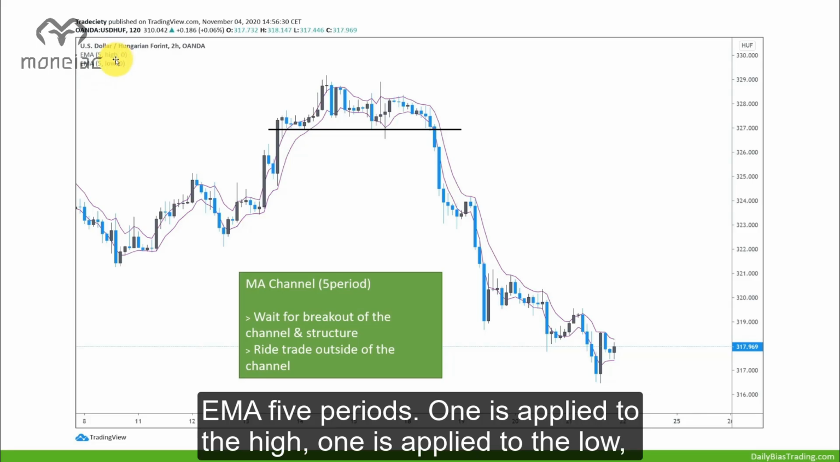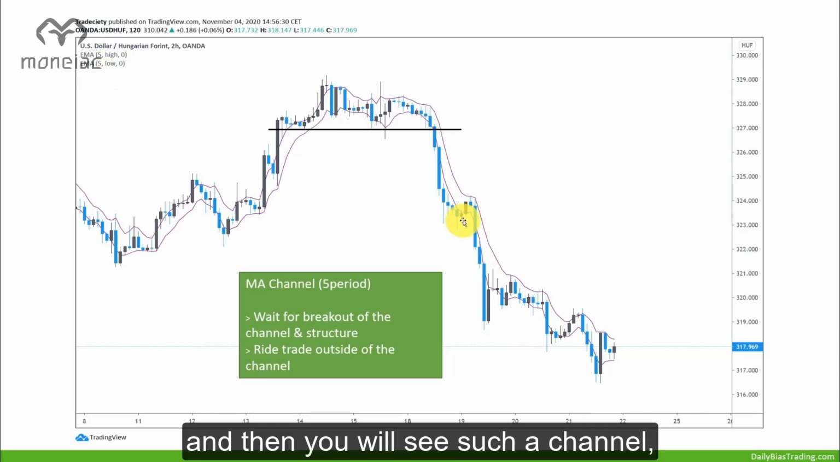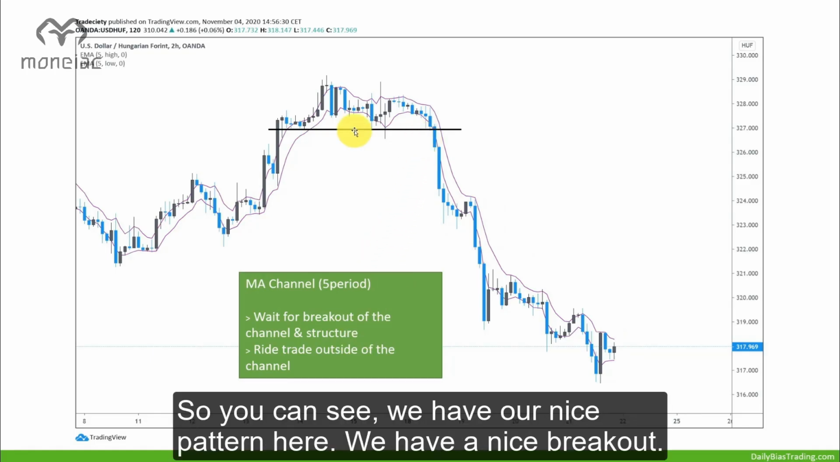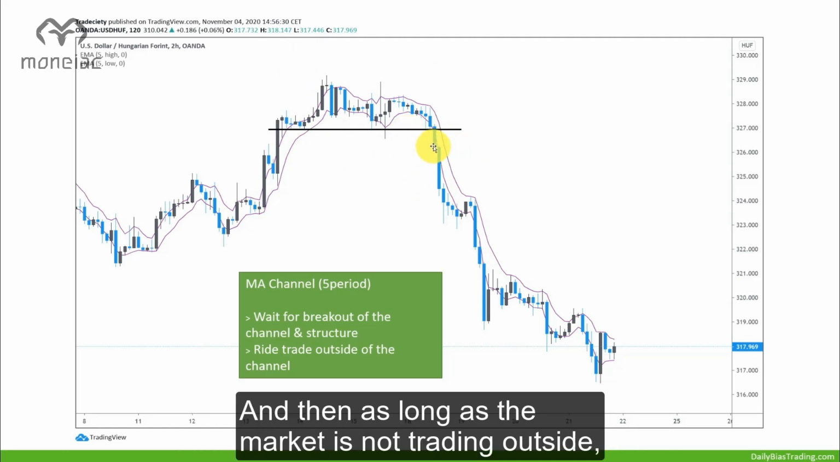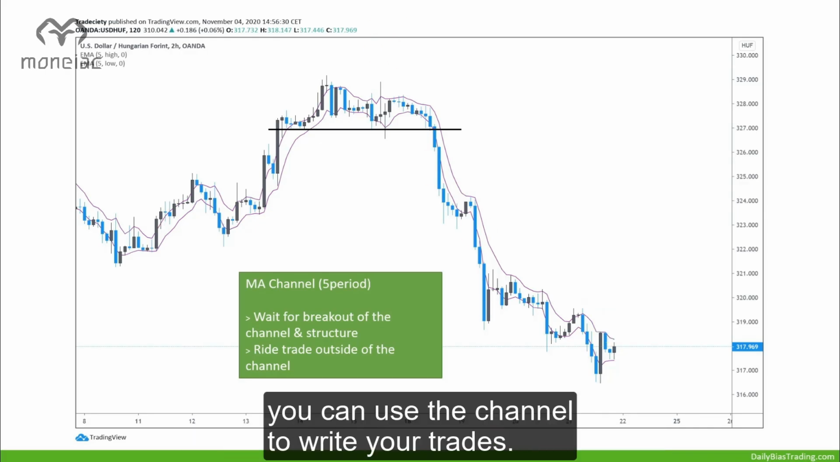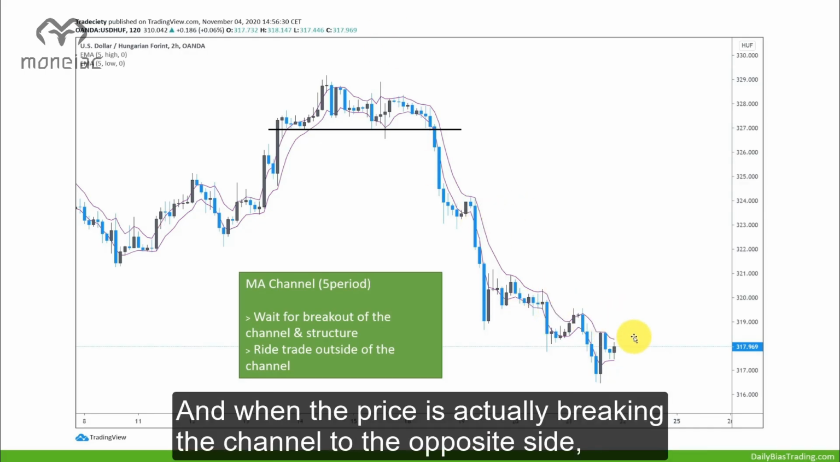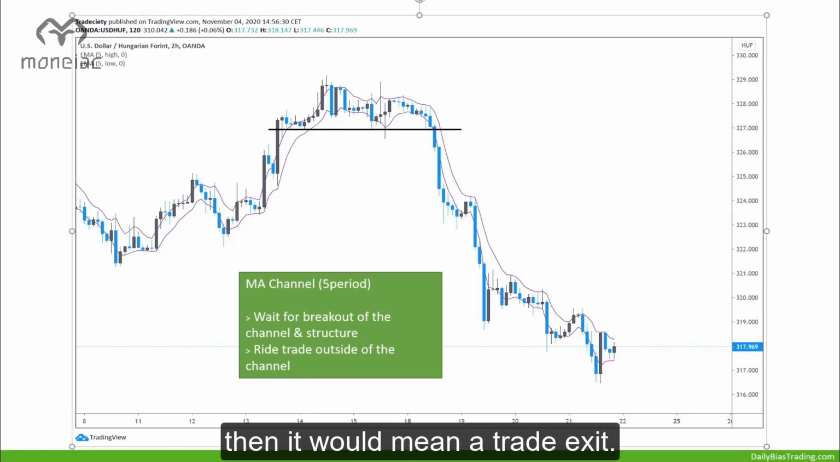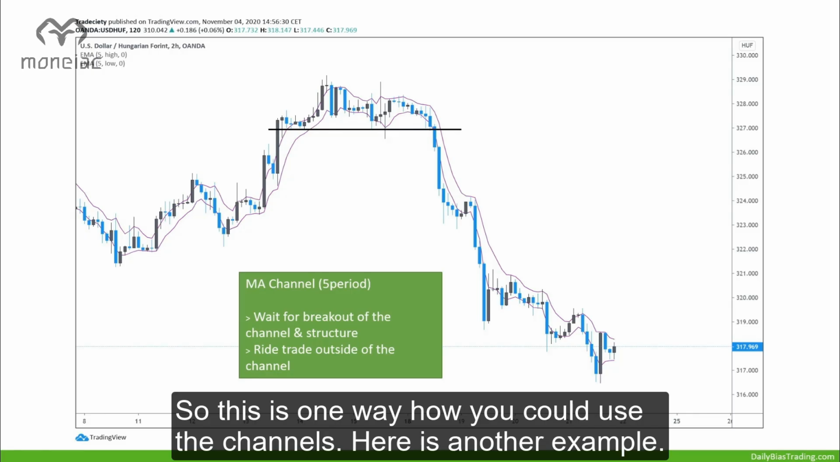One is applied to the high, one is applied to the low, and then you will see such a channel. And what the channel is often helpful for is staying in trades. So you can see we have our nice pattern here, we have a nice breakout, and then as long as the market is not trading outside or on the opposite side of the channel, you can use the channel to ride your trades. And when the price is actually breaking the channel to the opposite side, then it would mean a trade exit. So this is one way how you could use the channels.